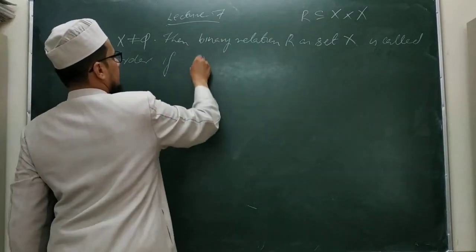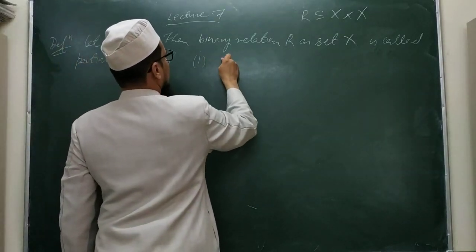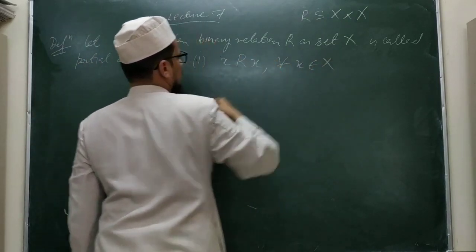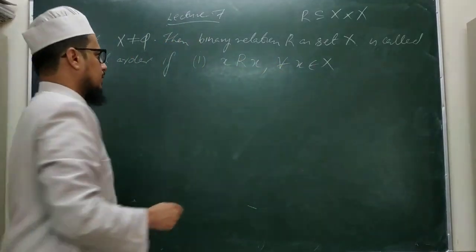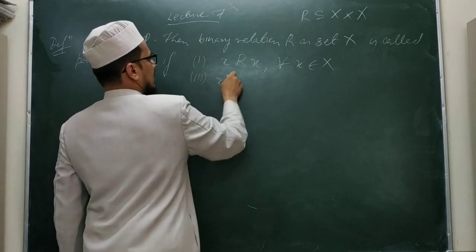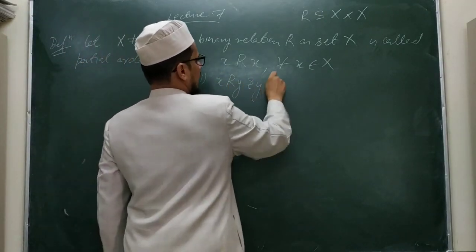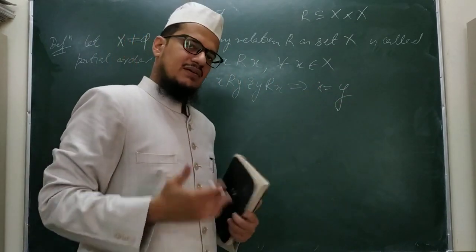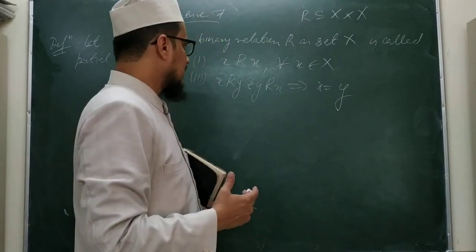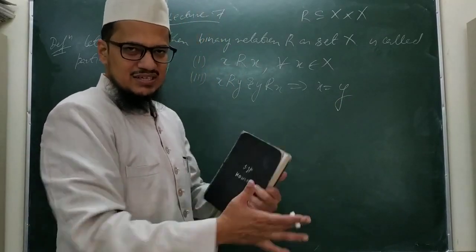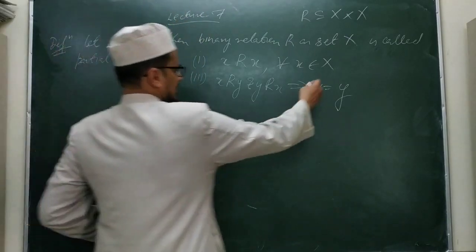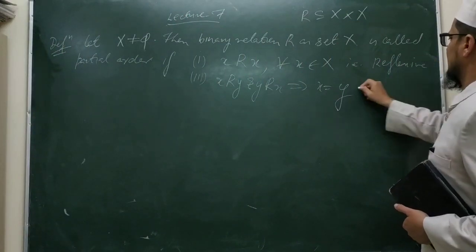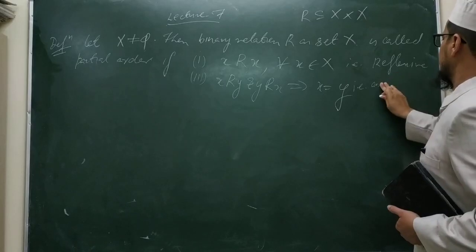if, number 1, x R x for every x belongs to X. This is true, and every element is related to itself. Second, x R y and y R x implies x is equal to y. Whenever such a situation arises, that x is related to y and y is related to x, then x and y become equal. That property is called reflexive, and that property is called antisymmetric.